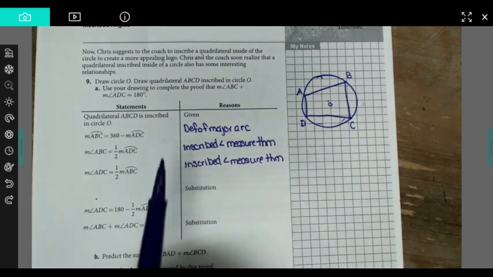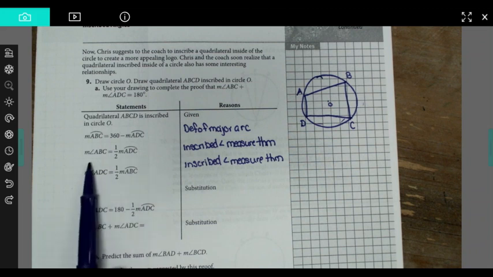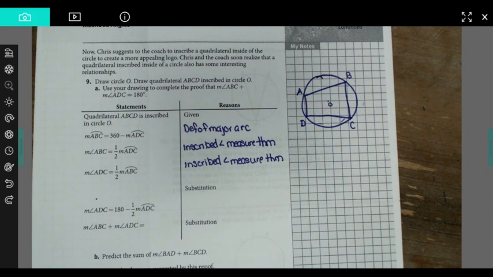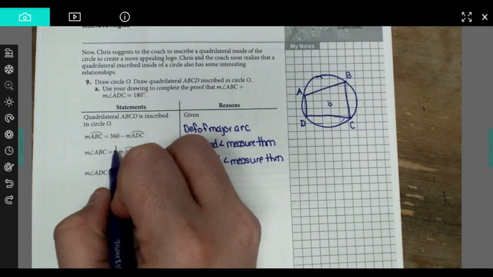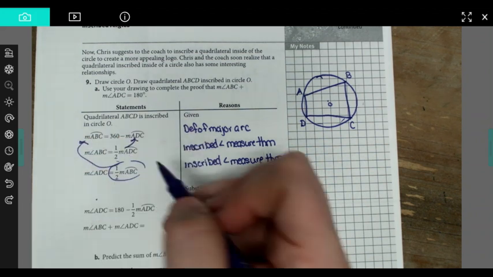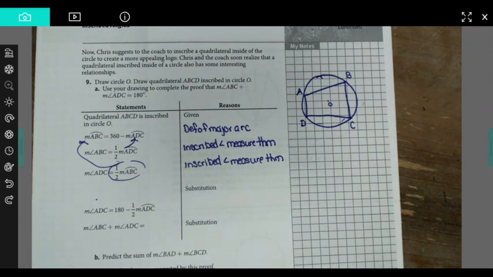It wants me to do substitution. Well, I know that 1/2 the measure of arc ADC equals the measure of angle ABC. And I know that arc ABC, bless you, 1/2 is ADC. So let's see. I can substitute this in for here and this in for here. But notice the 1/2's in there, so I need to make sure I keep those in mind.